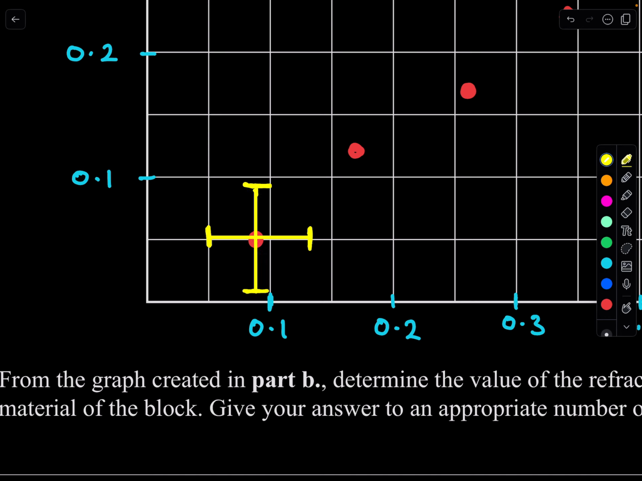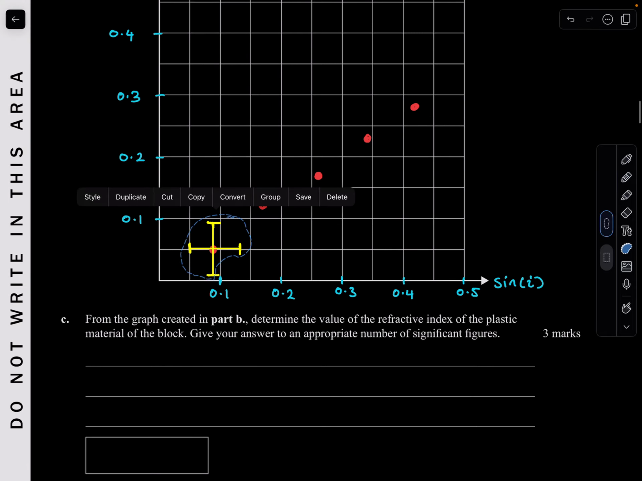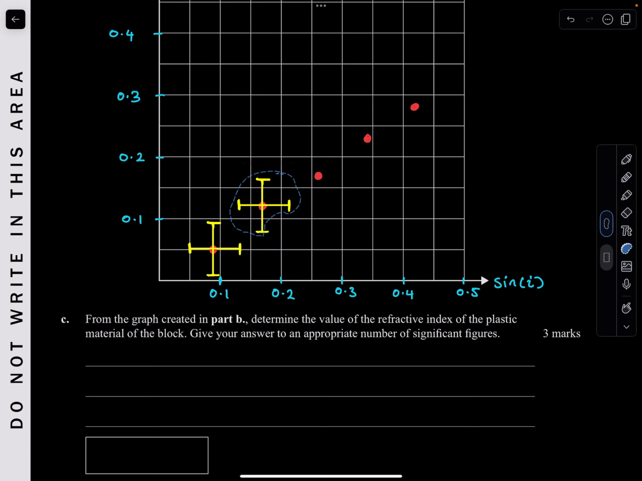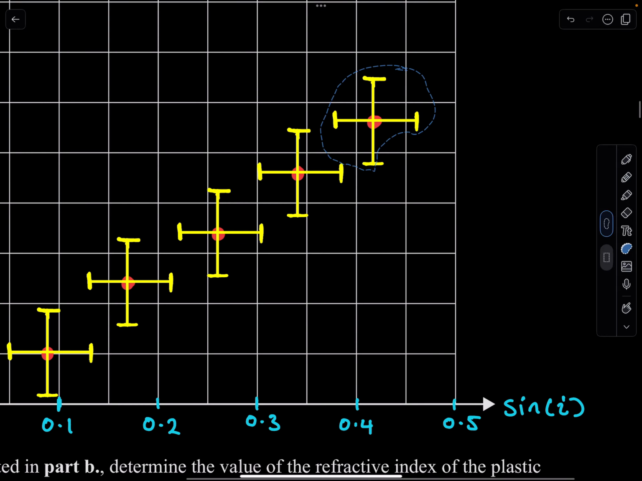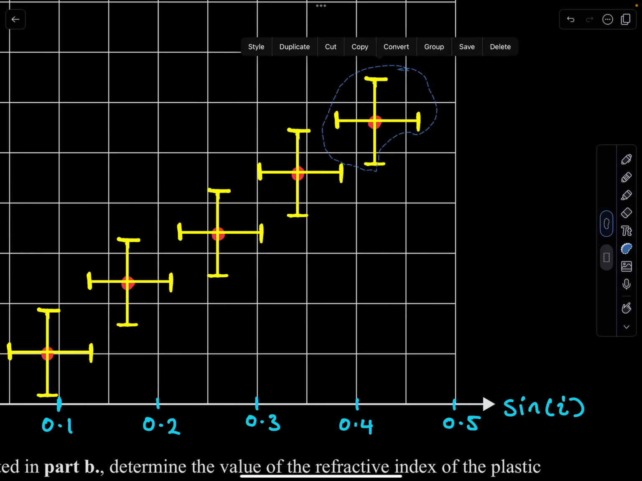All right, done. And what I'm going to do, because all of them have the same uncertainty bars, is just copy this, make my life easier. I'm just going to duplicate this and put it on each, like that. Duplicate that, put it on this one too. Duplicate that, and put it on that point. Approximately right there, done.